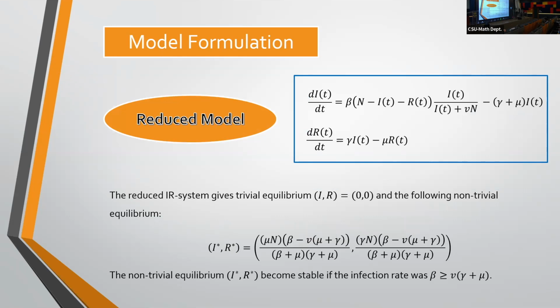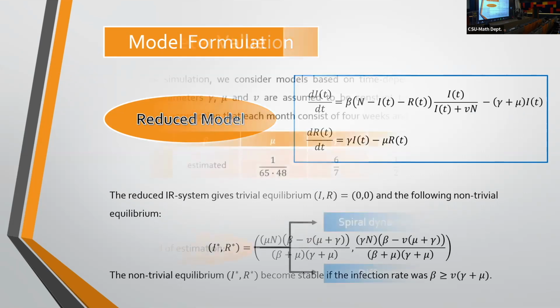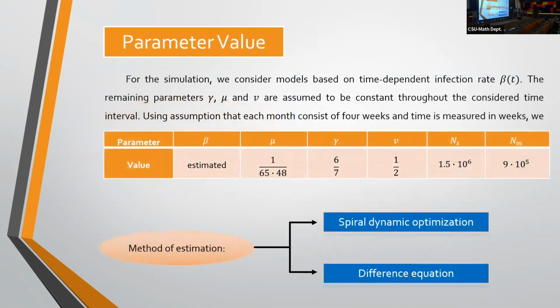What we are going to do is estimate the force of infection, the beta. For the force of infection beta, we will use two methods to compare: spiral dynamic optimization, and also the easier difference equation, to find the force of infection beta.